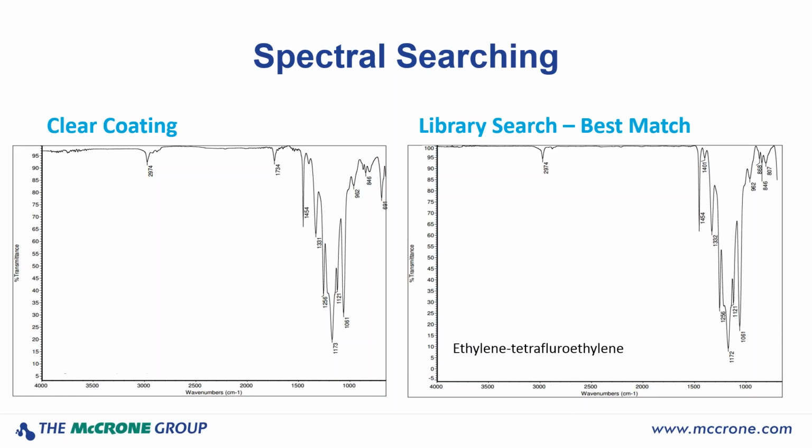If we search a polymer library against the clear coating spectra, we find a very nice match to a fluorinated polymer, ethylene tetrafluoroethylene. We do see an extra peak at approximately 1734 wave numbers. This is the stretching region for carbonyl groups and may indicate some modifications to the polymer or perhaps an additional component.